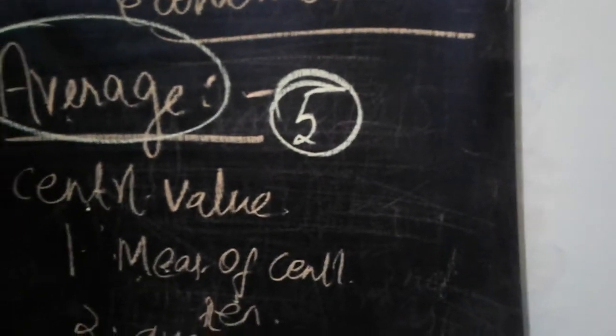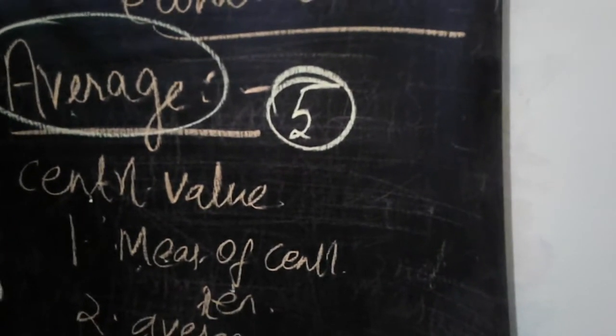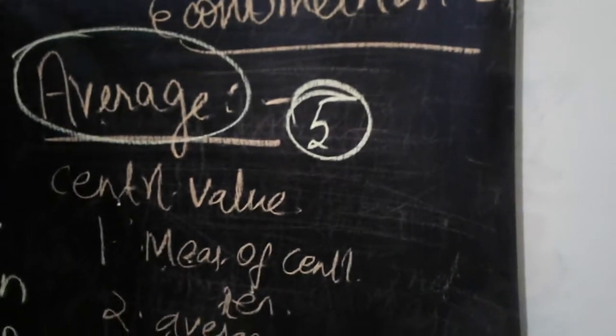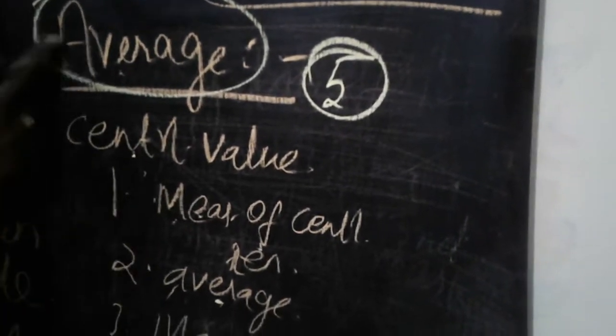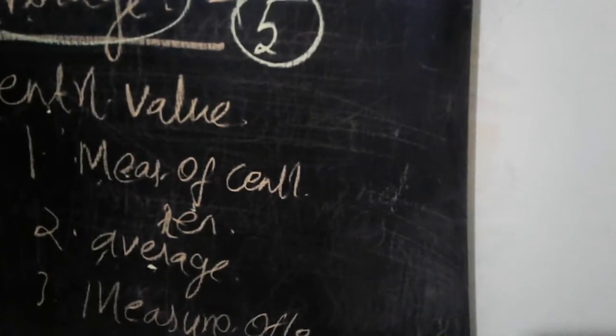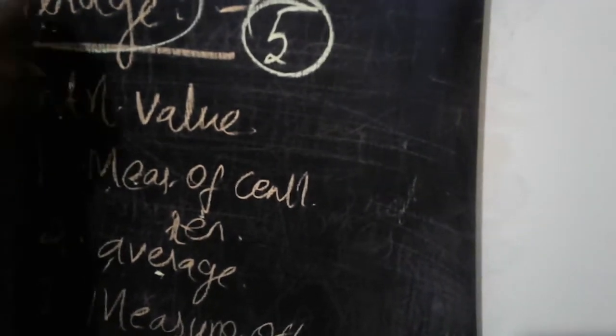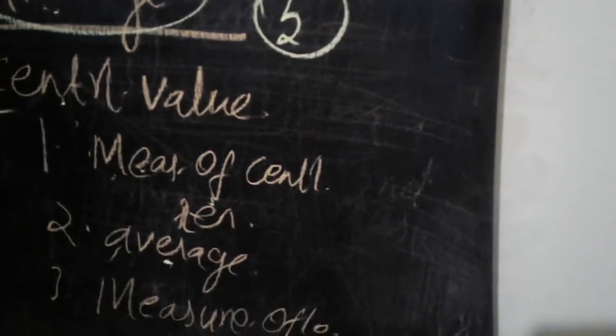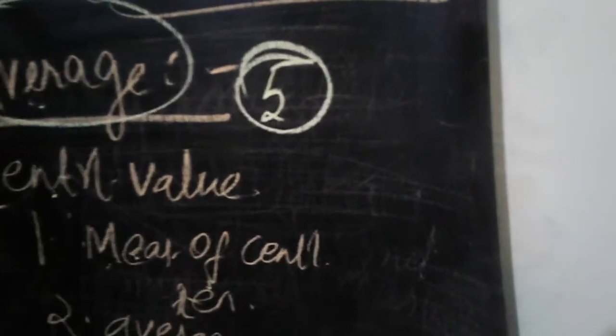Average can be called by three important names. First one, average. Next one, measure of central tendency. And last one, measure of location. Over. And another important thing, in this average we have five important classifications, five important types.